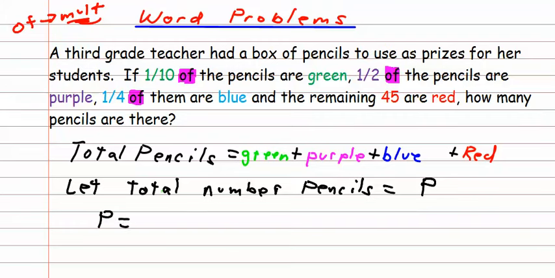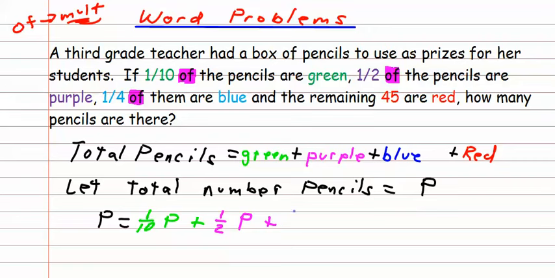All right? So we have our total number of pencils is P. Our green pencils is 1/10 of P. We multiply by 1/10. That's the total number of green pencils. Half of them are purple. So we take 1/2 times the number of pencils gives us the number of purple pencils.